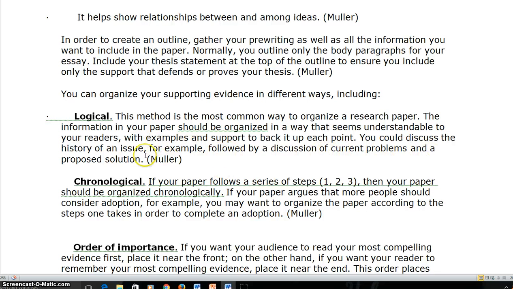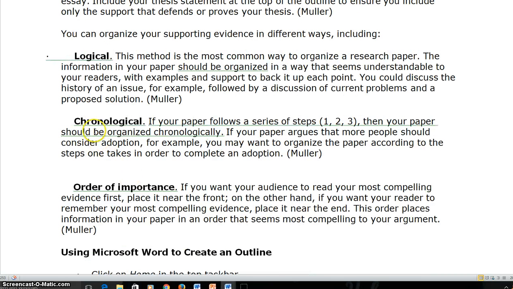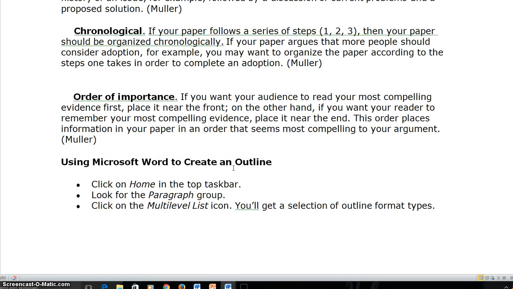You could discuss the history of an issue, for example, followed by a discussion of current problems and a proposed solution. You can have a chronological outline. If your paper follows a series of steps, 1, 2, 3, then your paper should be organized chronologically. If your paper argues that more people should consider adoption, you may want to organize the paper according to the steps one takes in order to complete an adoption.